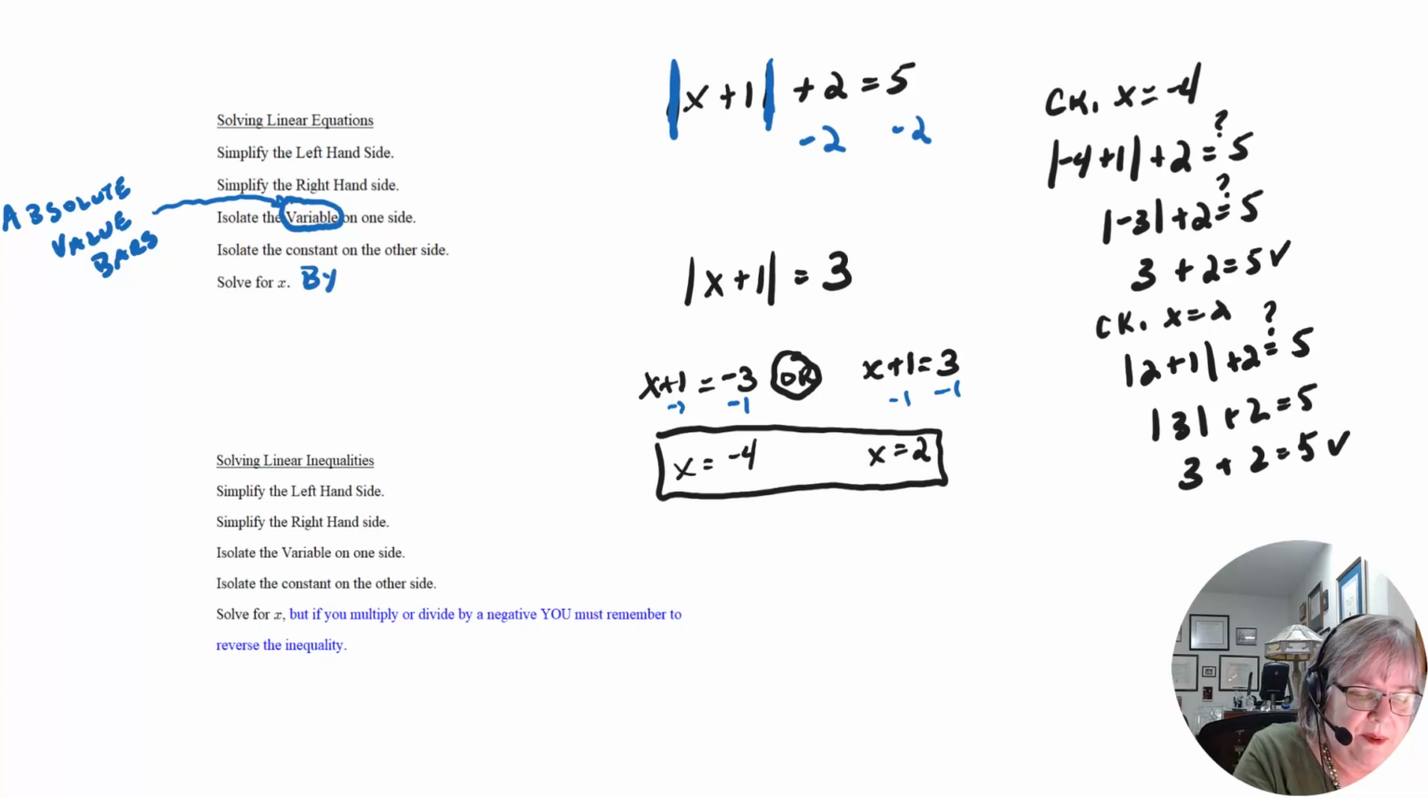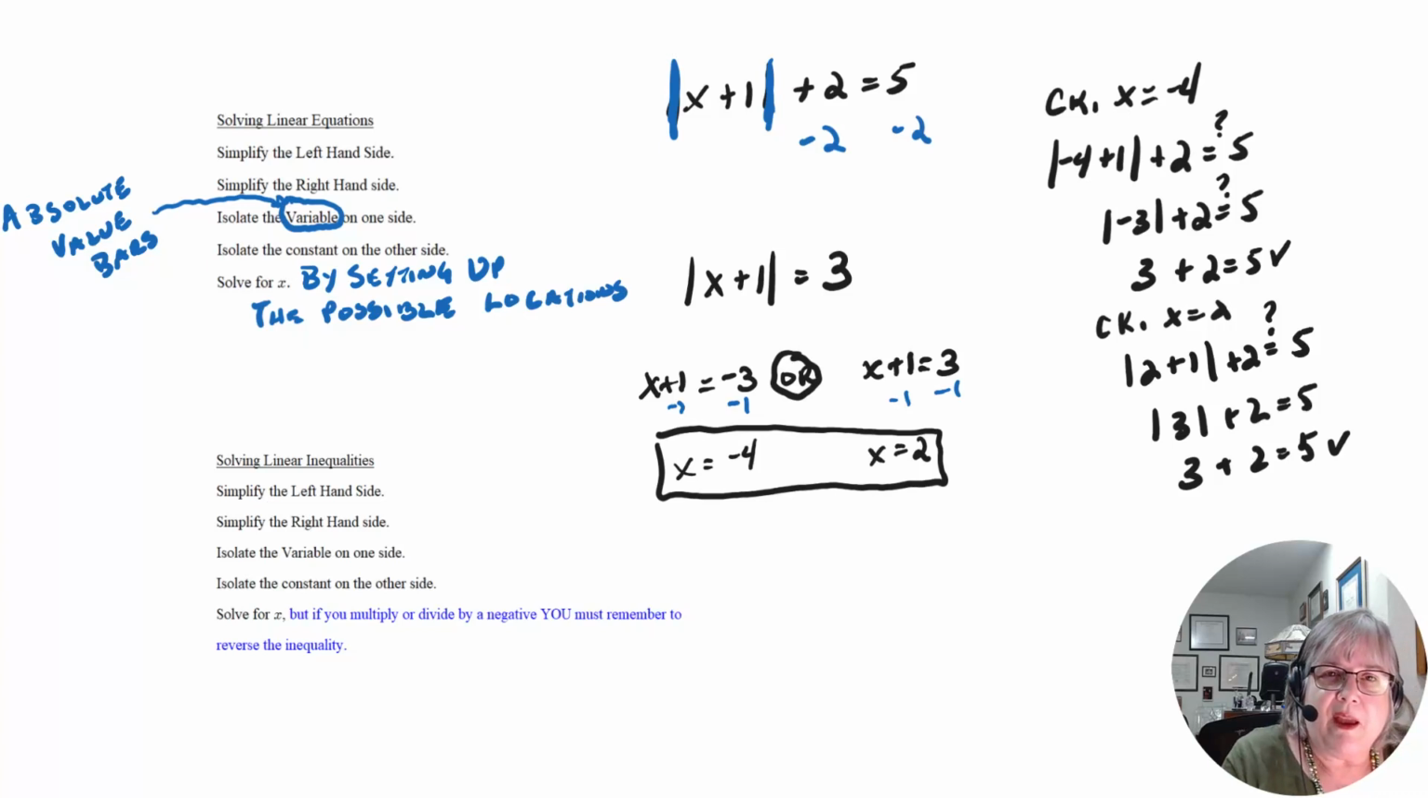So what we're going to have to add in here is that to solve for x, by setting up the two possible locations. I call it the two possible locations. This is your list, you call it whatever you want. And then you're going to solve this.